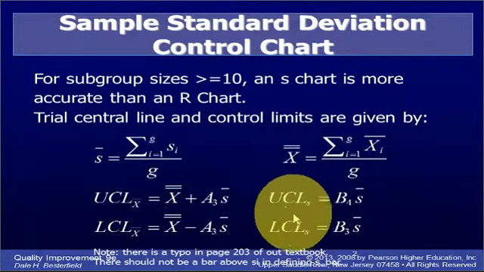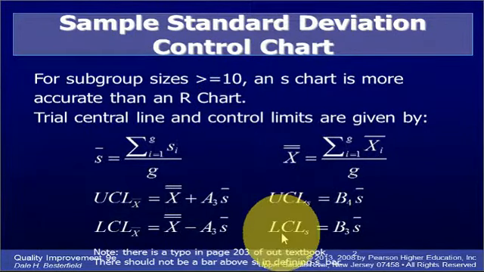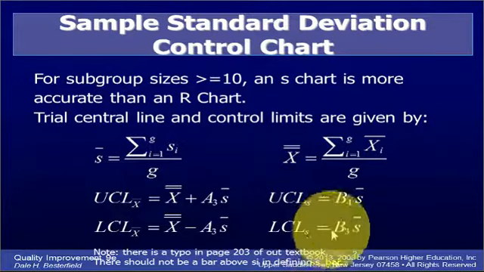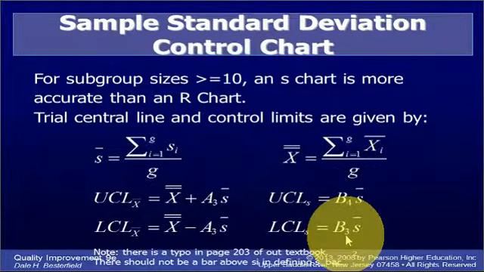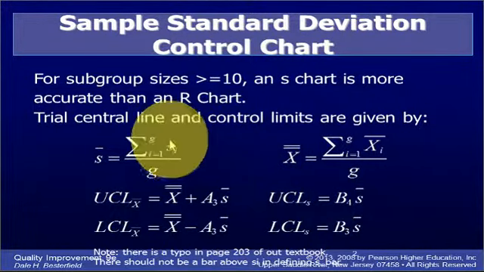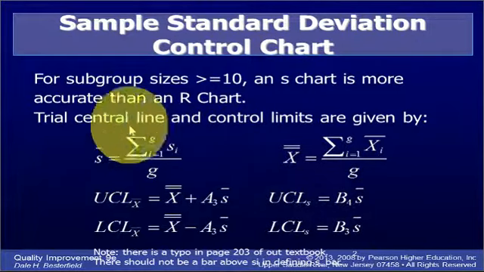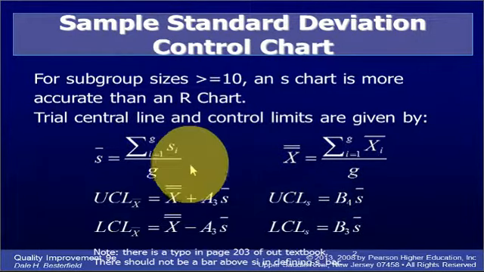Okay, and then for the upper control limit and lower control limit for the sample standard deviation, we use B4 and B3 as multiples of the S bar value. So B4 and B3 are also defined as constant factors in our table B. And note that there's a typo on page 203 of our textbook, so there should not be a bar above this Si. You should go with this definition.